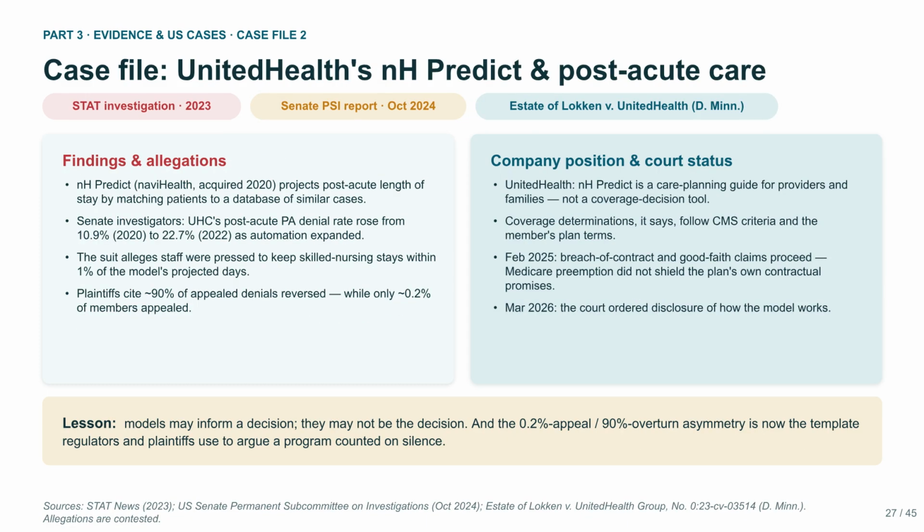Case File 2, UnitedHealth and HHPredict. Allegations centered on the use of predictive modeling for post-acute care. Senate investigations found high reversal rates on appealed denials, suggesting a reliance on models over individual judgment. Courts are now ordering transparency into how these predictive models function.